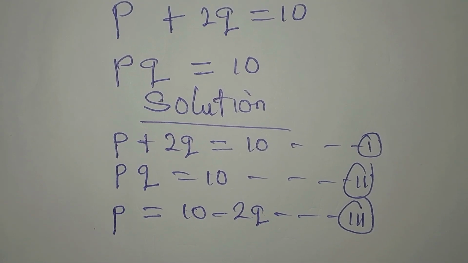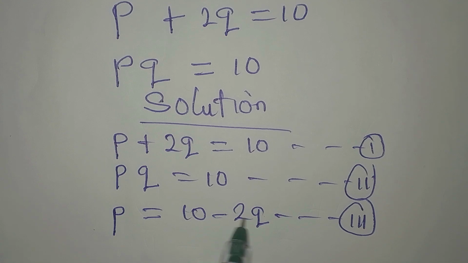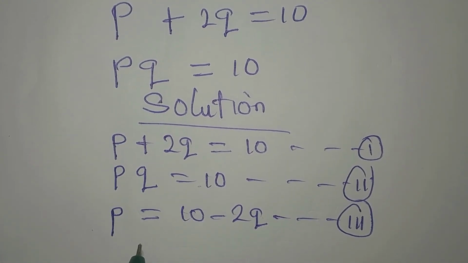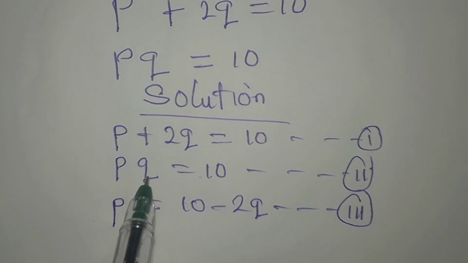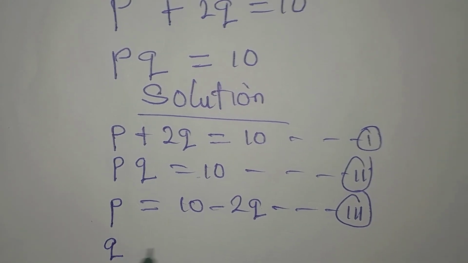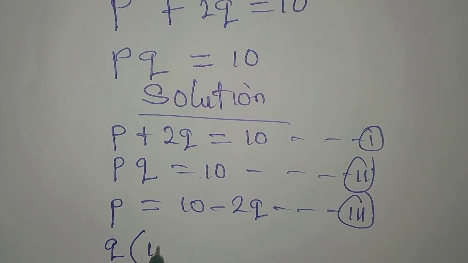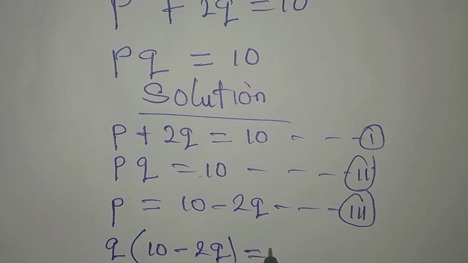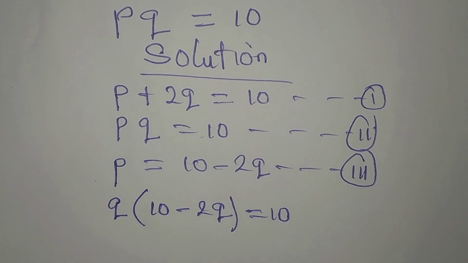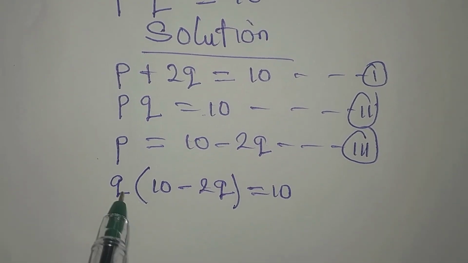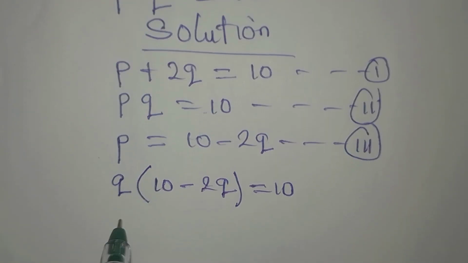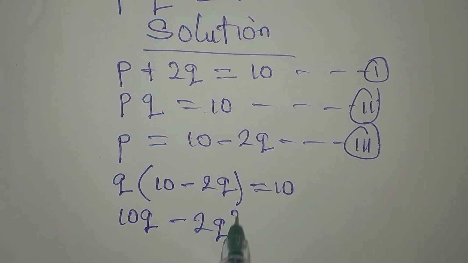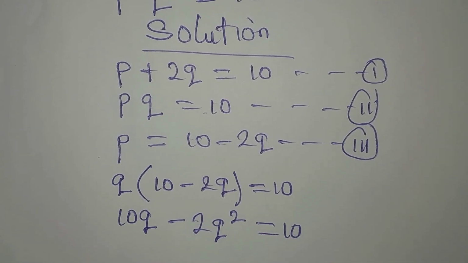Now, the next thing we are going to do is to put this value of equation 3 into equation 2. So in place of Q, I'm going to write Q first. Then our P now is 10 - 2Q. Then this is equal to 10. From here now you can see that we have just one unknown, and that is Q. So let's open the bracket. We get 10Q - 2Q² = 10.